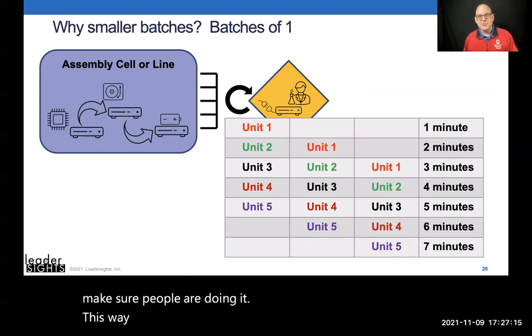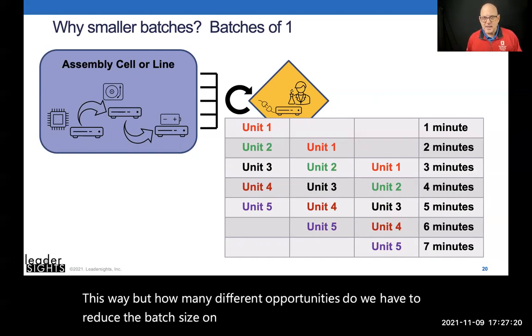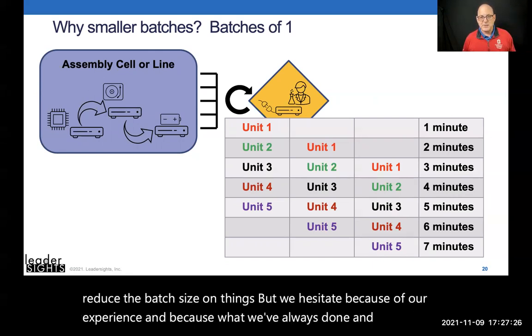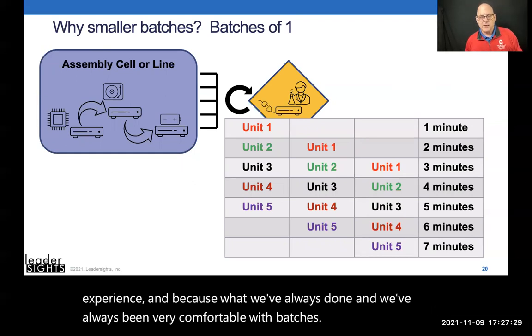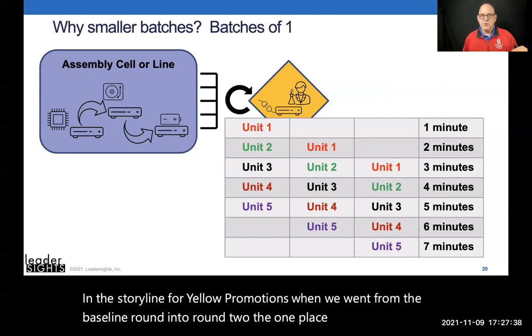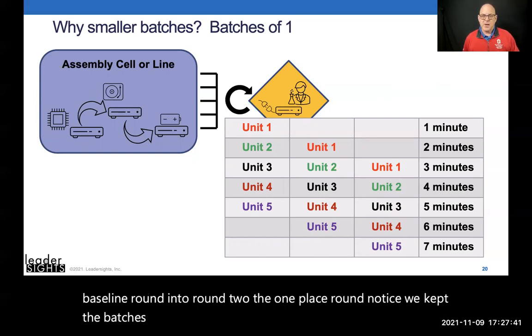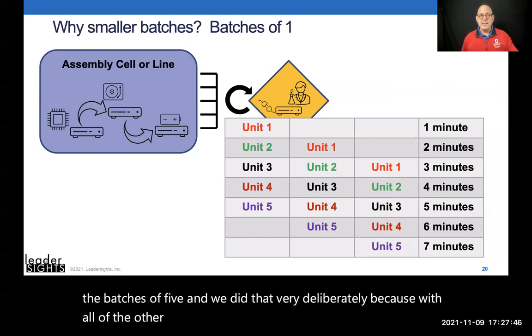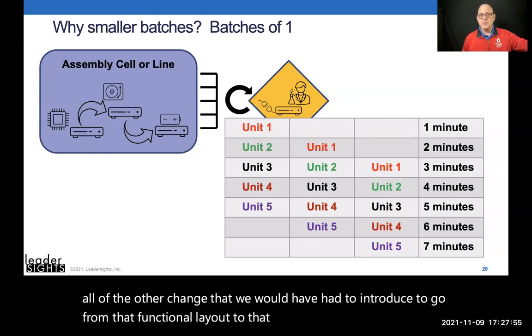But how many different opportunities do we have to reduce the batch size on things? But we hesitate because of our experience and because what we've always done, and we've always been very comfortable with batches. In the storyline for Yeller Promotions, when we went from the baseline round into round 2, notice we kept the batches of 5. And we did that very deliberately because with all of the other change that we would have had to introduce to go from that functional layout to that cell, the change for batching would probably just send everybody over the top.